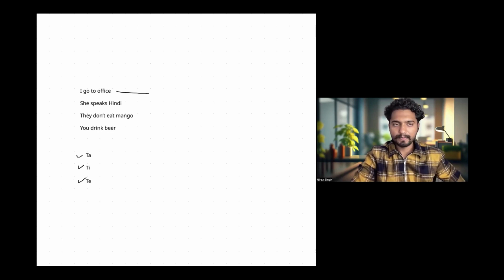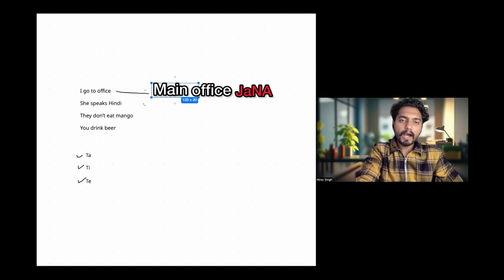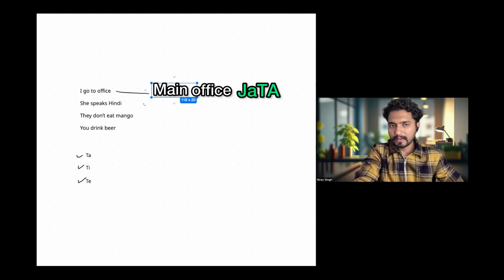So for this sentence, being masculine, I would say I, which is main. Then you have to say the place. So office. To go. What is to go? We learned that, right? Jana. Ja and then na. There you go. Now you do not have to say the verb here, which is jana, but now I'm masculine, so I would say ta. And all the sentences which start with main end with hoon.